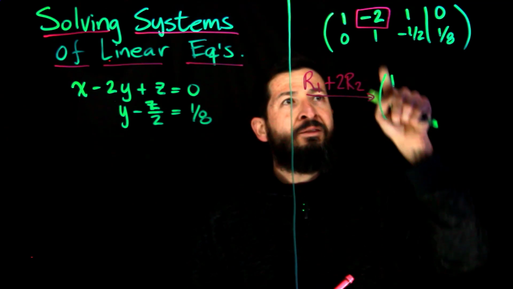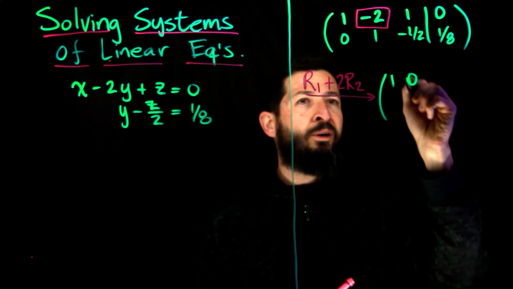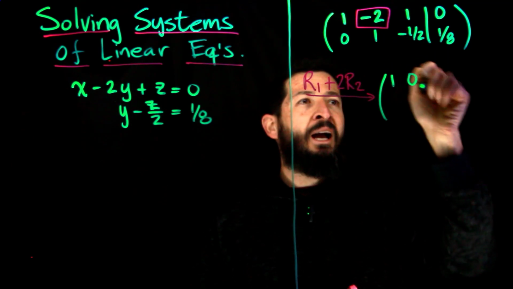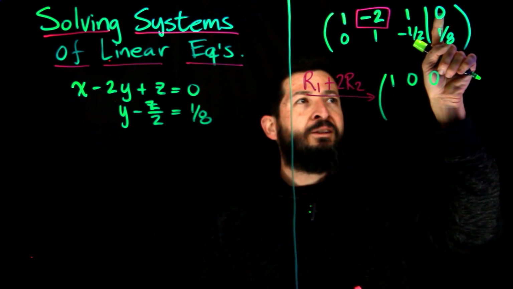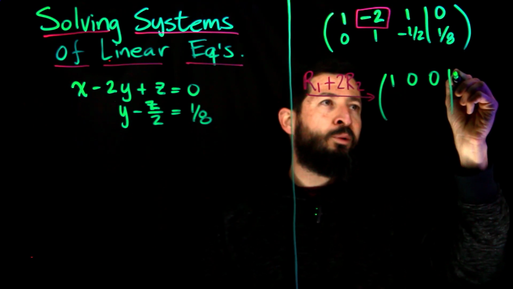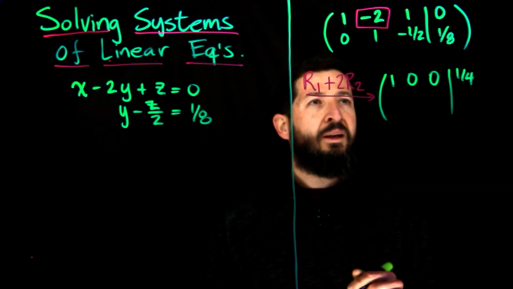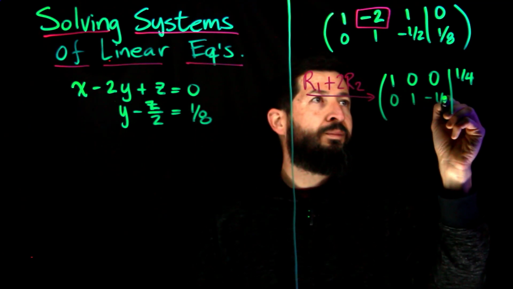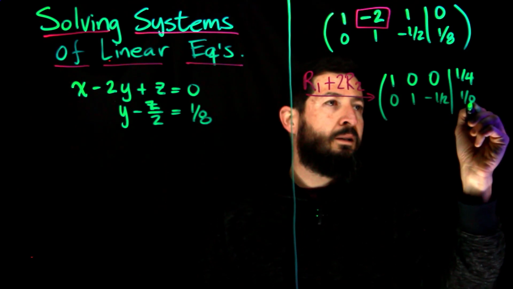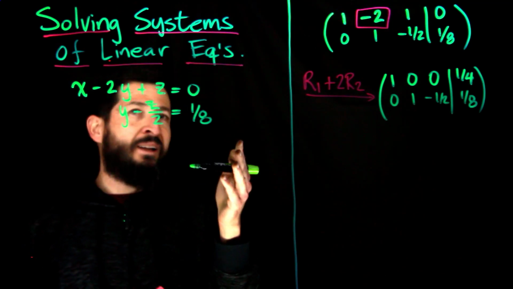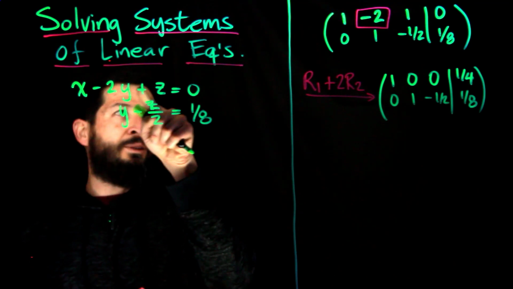So now you're going to have negative 2 plus 2 times 1, so it's going to be 0 as we wanted. Then you're going to have 1 plus 2 times 1/2, which is going to be another 0, and then 0 plus 2 times 1/8, sorry, which is going to be 1/4. And now the next one you just copy. So in this case, what you would have to do is exactly the same. You'd have to add 2 times this row.